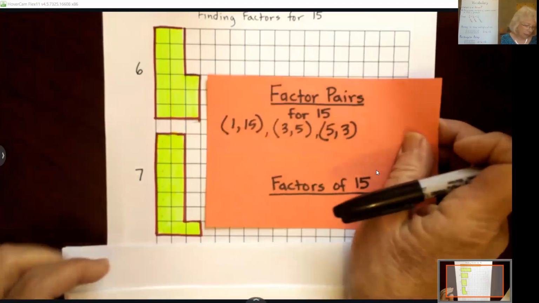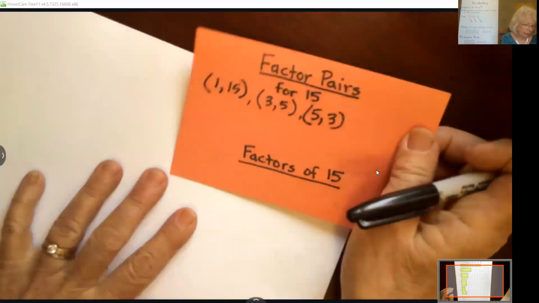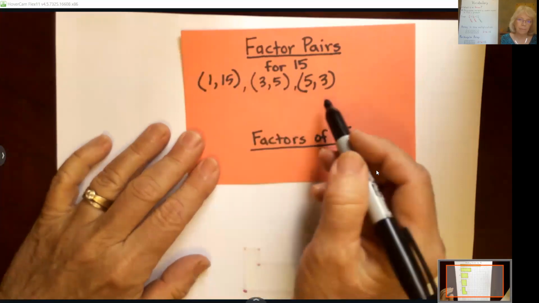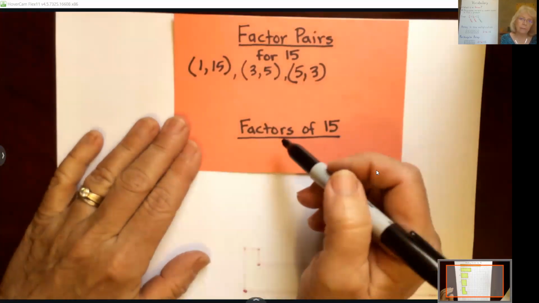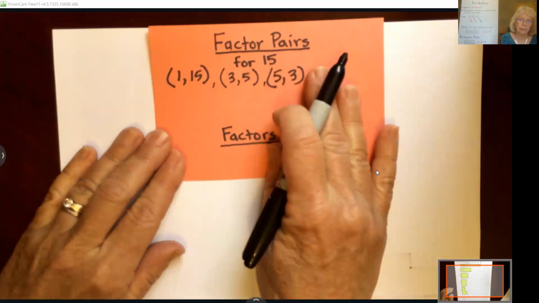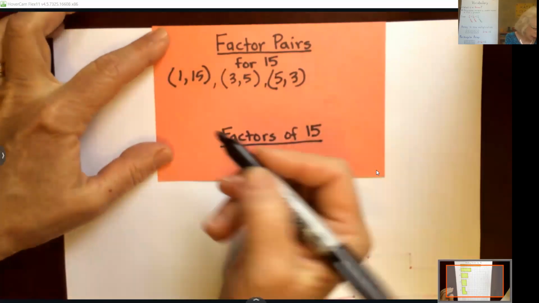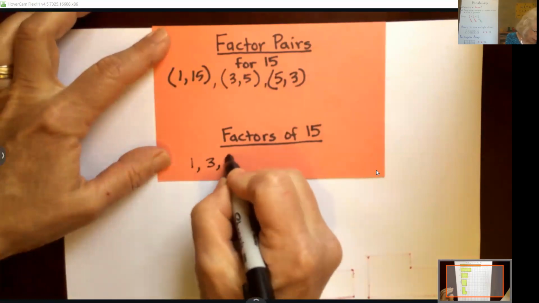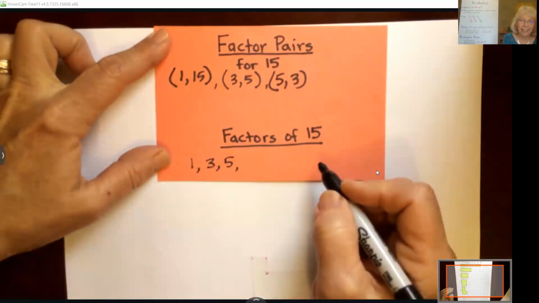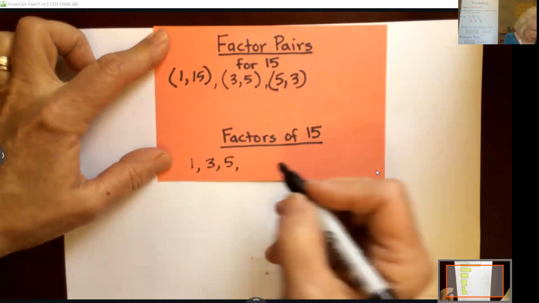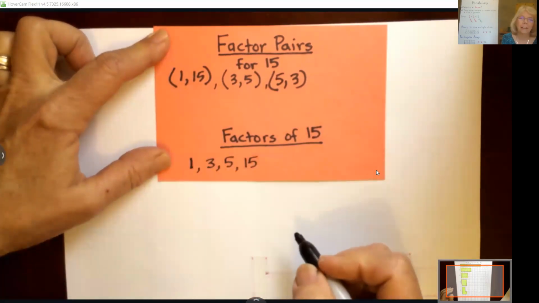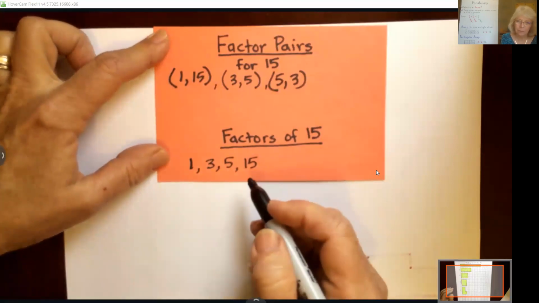So our factor pairs for 15 end up looking like this. We have 1, 15, 3, 5, 5, 3. So how we get from there to factors is like this. We take them in counting order and we list 1, 3, 5. Which one did I forget? Do you remember? Yes, the number itself, 15. Always remember to put that one there. Okay, so those would be our factors for 15.